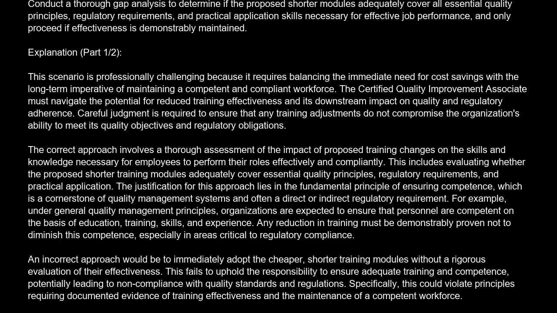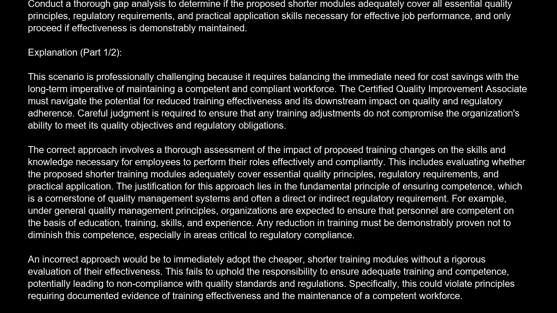The correct approach involves a thorough assessment of the impact of proposed training changes on the skills and knowledge necessary for employees to perform their roles effectively and compliantly. This includes evaluating whether the proposed shorter training modules adequately cover essential quality principles, regulatory requirements, and practical application. The justification for this approach lies in the fundamental principle of ensuring competence, which is a cornerstone of quality management systems and often a direct or indirect regulatory requirement.